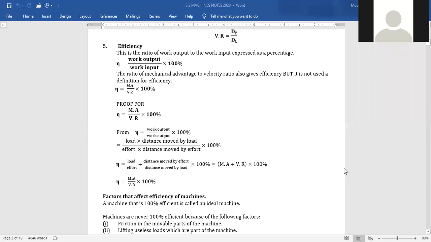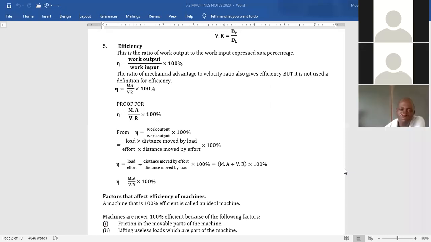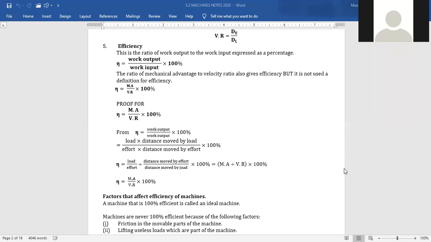Let me see, efficiency of a machine. We talked about it, but briefly. Precious, I'm giving you the opportunity to talk to us. Read efficiency. The notes are already displayed. Efficiency. This is the ratio of work output to the work input expressed as a percentage.